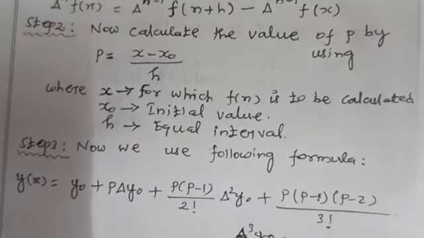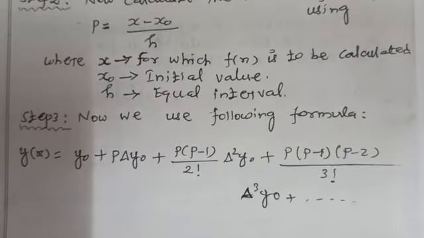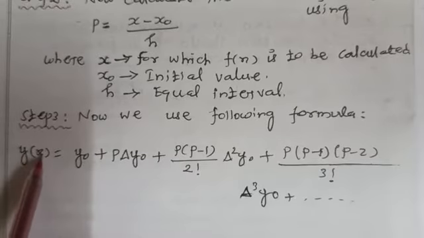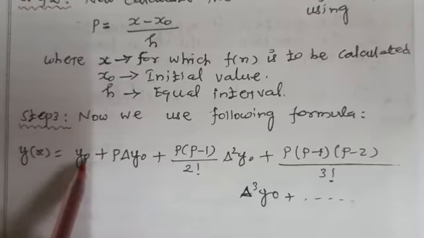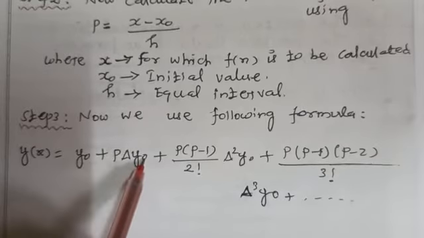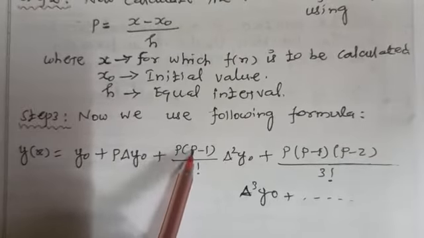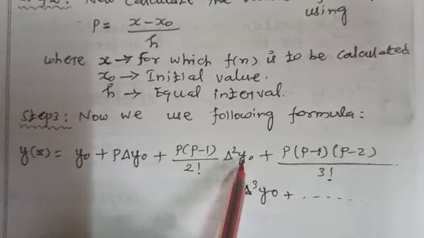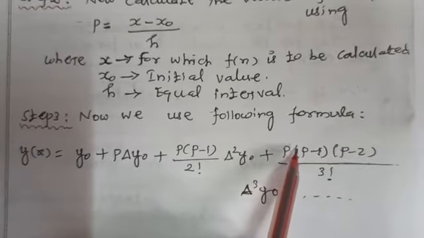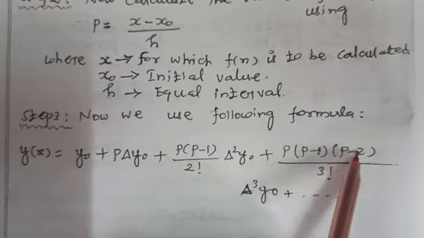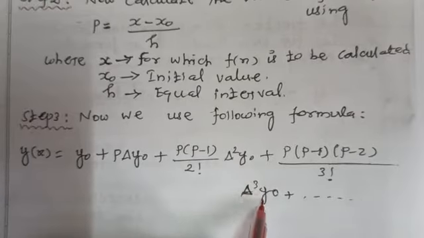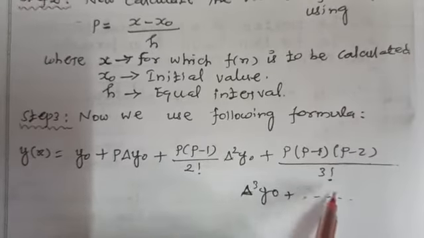And third, we have to use Newton's forward interpolation formula. The formula: y of x equal to y naught plus p delta y naught plus p into p minus 1 divided by 2 factorial into delta square y naught plus p into p minus 1 into p minus 2 divided by 3 factorial into delta cube y naught plus, and so on.